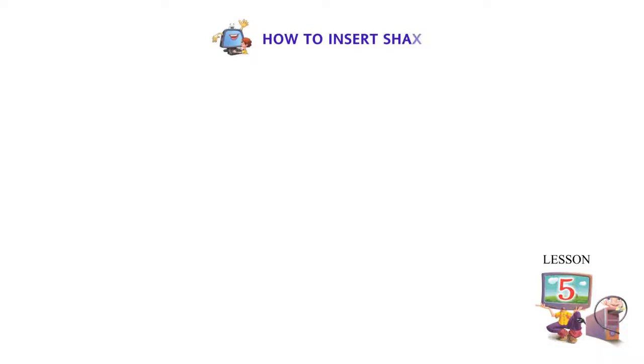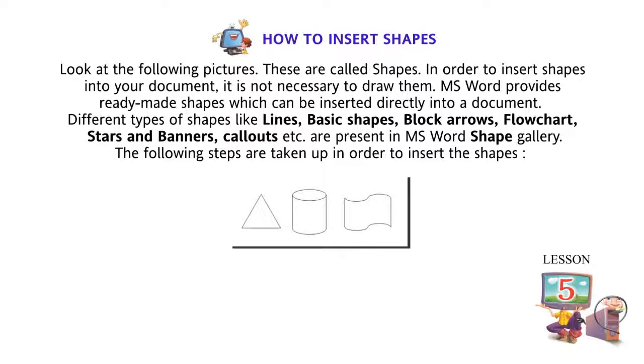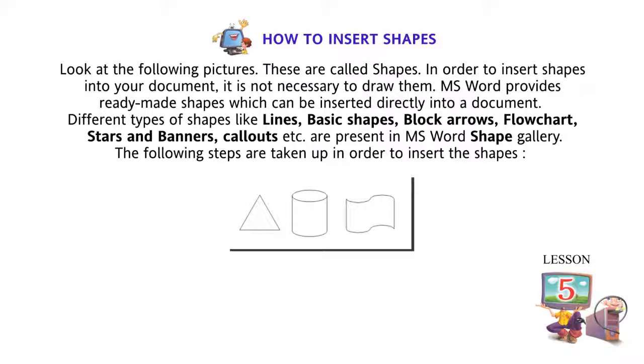How to insert shapes. Look at the following pictures. These are called shapes. In order to insert shapes into your document, it is not necessary to draw them. MS Word provides ready-made shapes which can be inserted directly into a document. Different types of shapes like lines, basic shapes, block arrows, flowchart, stars and banners, callouts, etc. are present in the MS Word Shape Gallery.